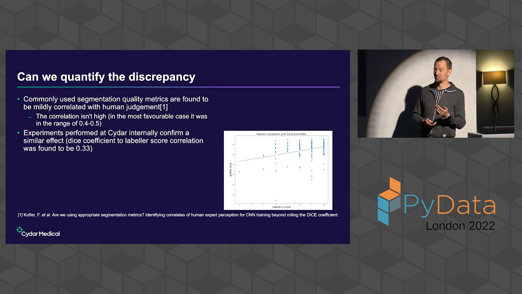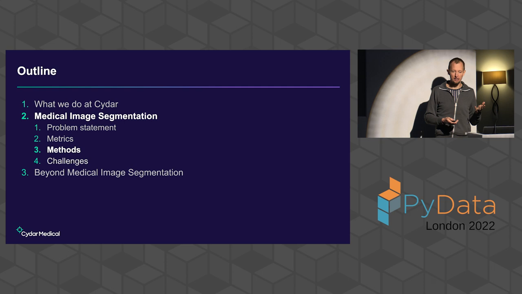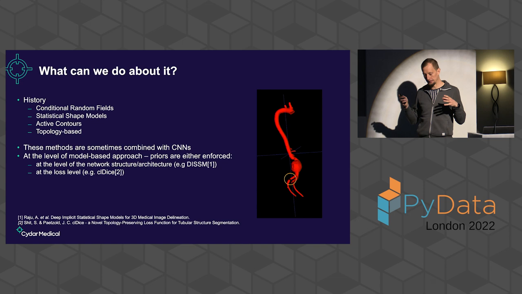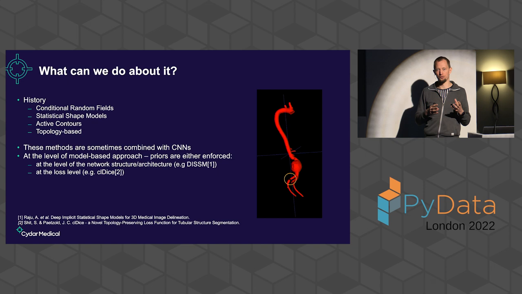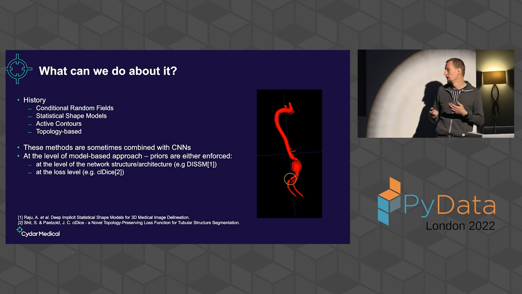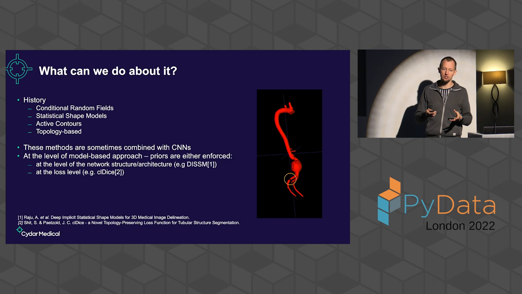Okay, so let's think about what methods we can use to nail down the problem. Historically, before the deep learning era, there was a lot of effort in segmentation algorithms, and some of them had built-in guarantees of preserving topology, due to how they worked. Now there is a trend to combine those. It can be combined at the level of the network architecture, so how you build the model to behave, or we can use a classical CNN but enforce the prior at the loss level.